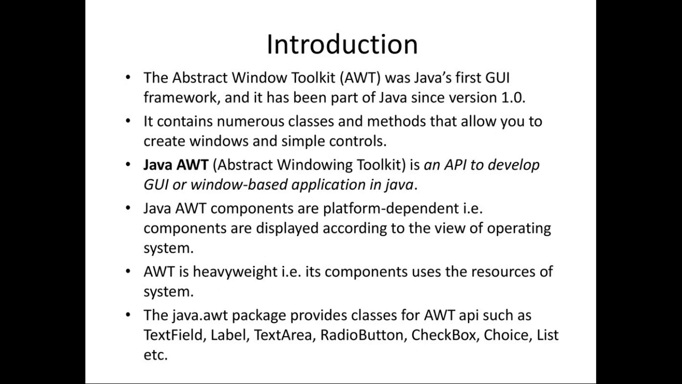Java AWT components are platform dependent. That means components are displayed according to the view of the operating system. AWT is heavyweight. That means it is not lightweight. Its components use the resources of the system. The java.awt package provides classes for the AWT application programming interface such as text field, label, text area, radio button, checkbox, choice list, etc. These are all part of the Java AWT package.